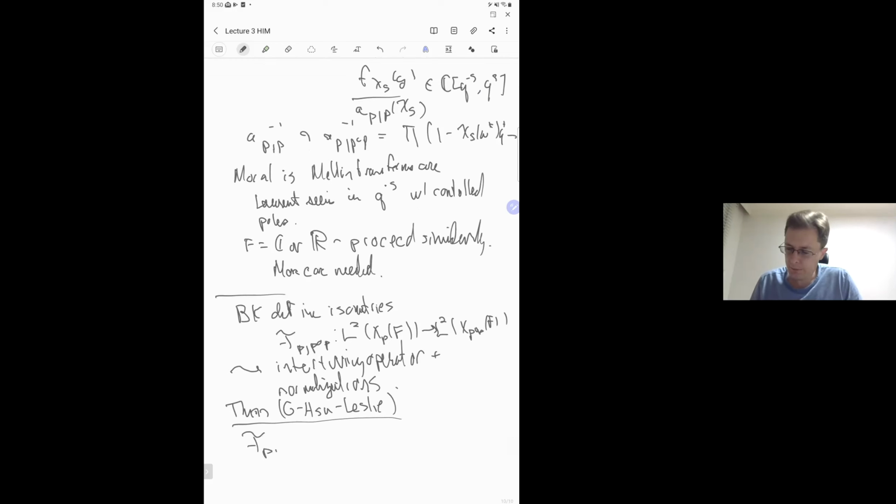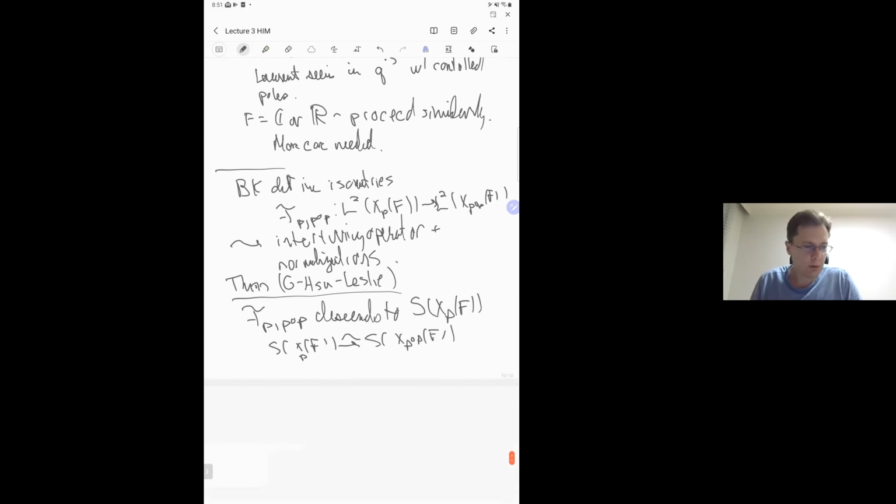And what we prove is that this descends to the Schwartz space and gives you an isomorphism from one Schwartz space to the other.